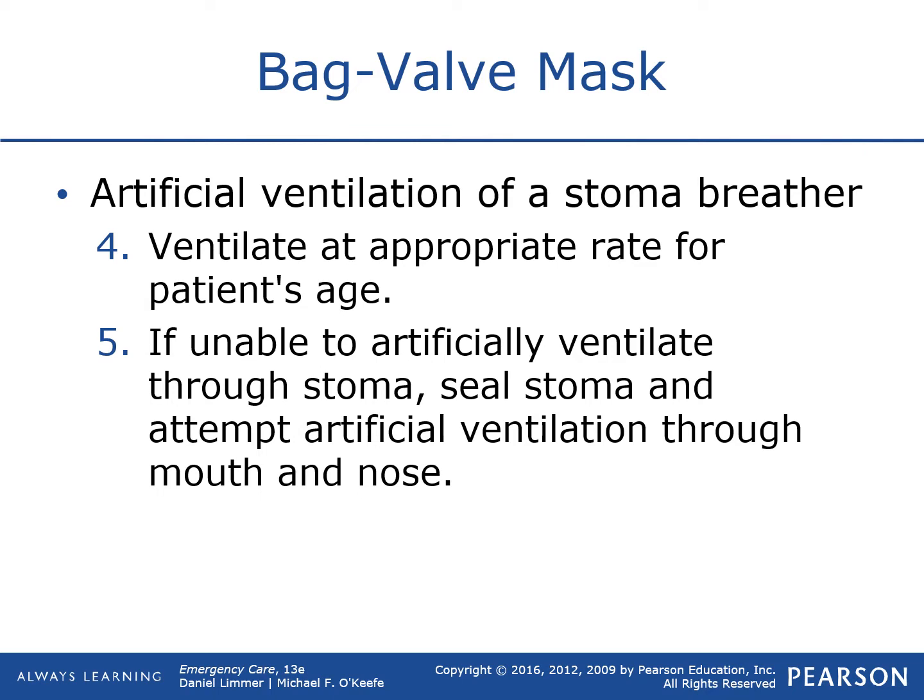Ventilation, we do the same thing. We want to ventilate about 10 to 12 times per minute for an adult. And if you can't artificially ventilate through the stoma, try to seal it off somehow. You can put like a plastic bag over their neck to try to get a good seal there. You can try to hold your hand there, although a lot of people might think you're trying to choke them out. And then you're moving back to your conventional through the mouth and nose. But you need to make sure that that stoma is sealed. Otherwise, all the air that you put through the mouth and nose is just going to go back out the stoma. It's not actually going to reach the lungs.